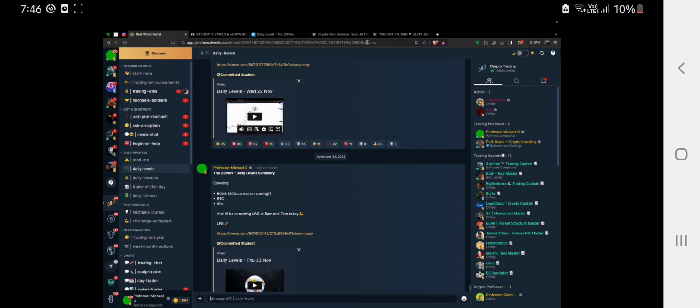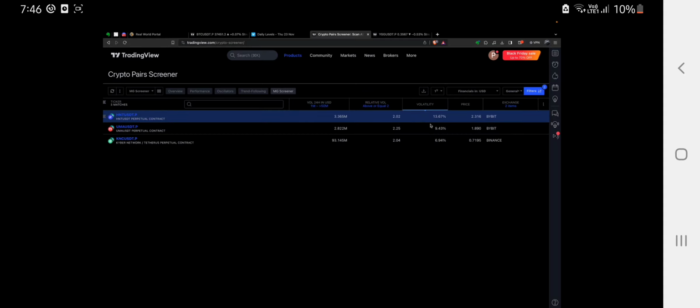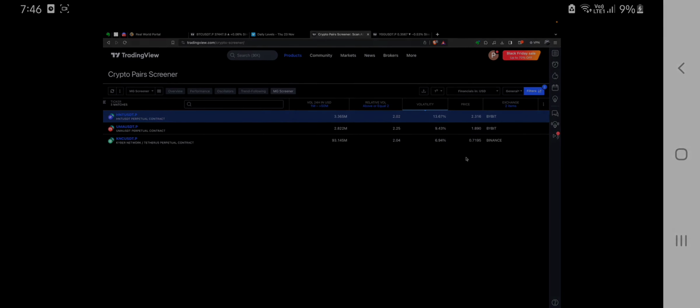Now I give some example filters to put in it, which is called the MG Screener, and it is volume above 1 million, relative volume above or equal to 2, and then rank them by volatility. You want to see what the volatility is doing, and then filter it by your exchange. I get a common question though, Michael, how do I find coins before they pump? Because when I use the screener, it finds coins after they pump.